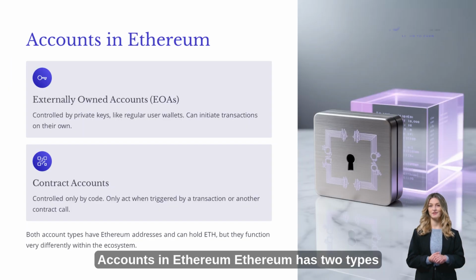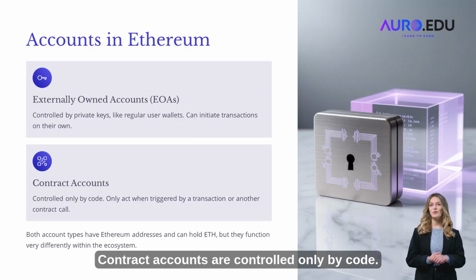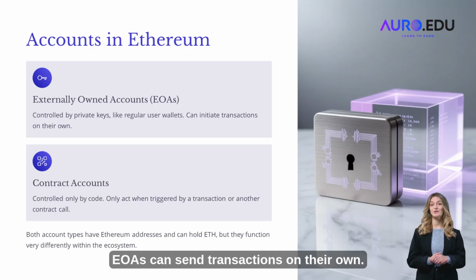Accounts in Ethereum. Ethereum has two types of accounts. Externally owned accounts, EOAs, are controlled by private keys like regular user wallets. Contract accounts are controlled only by code. EOAs can send transactions on their own. Contracts only act when triggered by a transaction or another contract call.